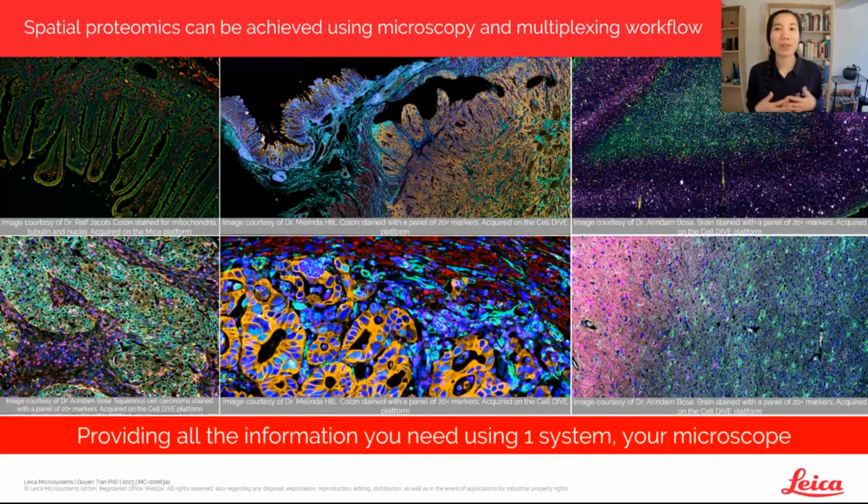However, for today, I would like to focus on a different set of techniques, using microscopy and multiplexing for spatial biology, especially spatial proteomics. With this methodology, we can obtain both the cell location and the cell identity using one system, the microscope. In the array of images you see here on the slide, you can see this methodology can be used for a variety of tissues, from colon to brain, as well as different levels of multiplexing, those with less than 10 markers, all the way up to 30 markers.